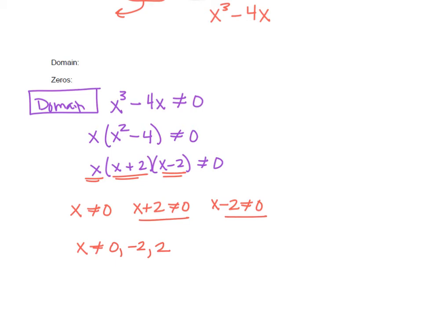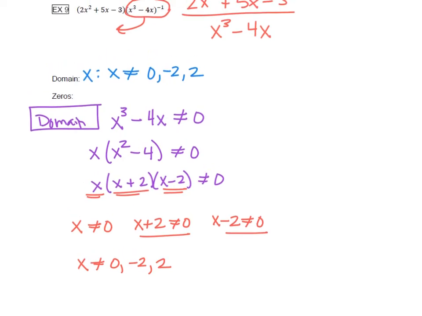Because if you plug any of these values in for x, your denominator will be 0, and that's what we are avoiding. So our domain, all the x's such that x does not equal, and then we just list those: 0, -2, and 2. All right, so that's our domain.